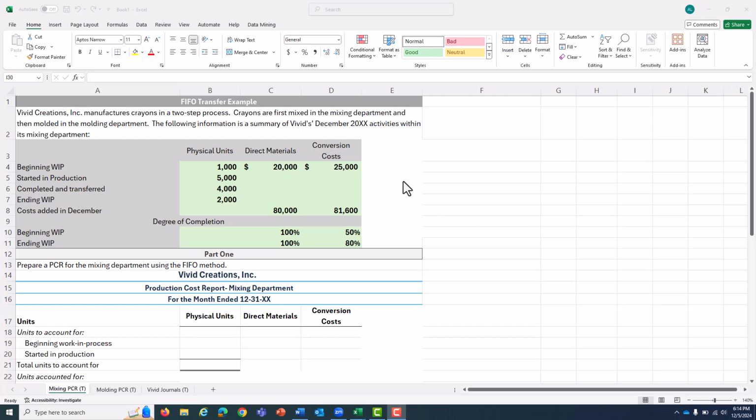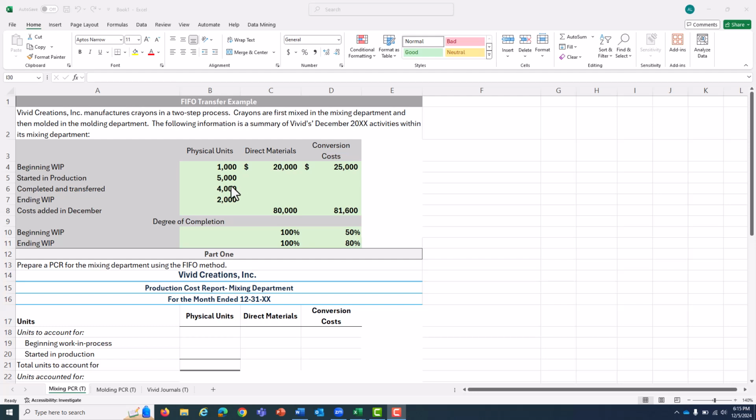We're going to start with the first department in this production chain, which is the mixing department, and we have the following information to work with. During the period, Vivid Creations had 1,000 crayons worth of mixture being made when the period started. To that, they've already committed $20,000 in direct material costs and $25,000 in conversion costs, combined labor and overhead. During the period, they started production of enough to make another 5,000 batches of crayons.